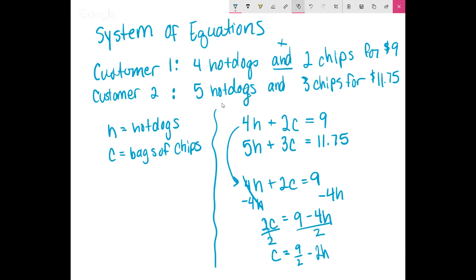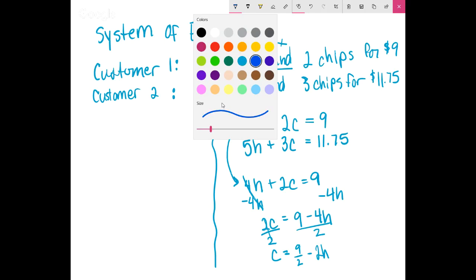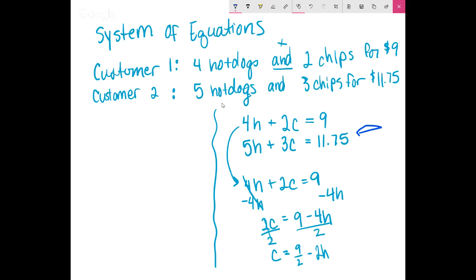Awesome. Next step we're going to take, I'm going to erase what the variables mean, because they're pretty self-explanatory. Next step we're going to do is go to the other equation. I'm going to use a different color. Go to the other equation and substitute where we see c.